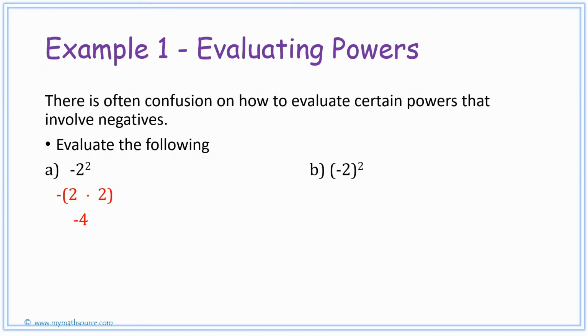Whereas on part B, what we have here is negative 2 to the power of 2, and that's going to give us positive 4 because it's saying negative 2 times negative 2. Those two numbers multiplied together gives positive 4. So two completely different answers.